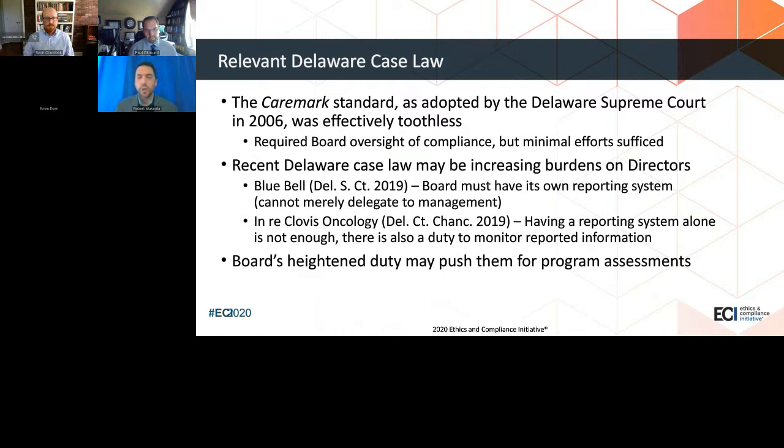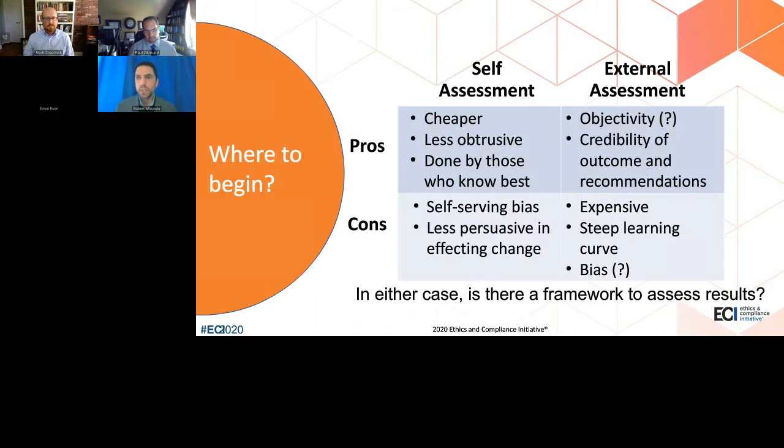Okay, so where do you begin? There are different ways to proceed when you're assessing your ethics and compliance program. You can do a self-assessment. You can do an external assessment. There are pros and cons. The self-assessment is certainly cheaper. It is less obtrusive. It's done by the people who know the best.